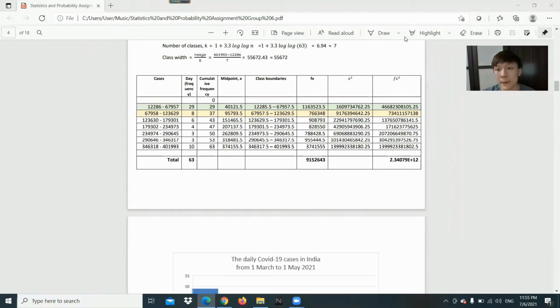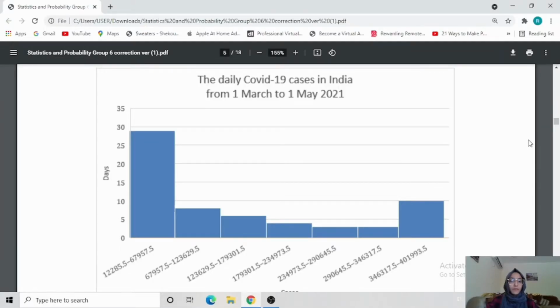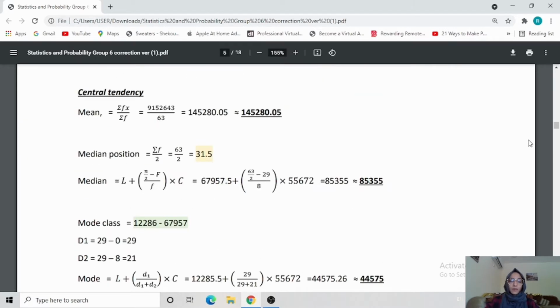Hello, I'm Rahma Hussein Mohammed Abdel Daim from section 27 in group 6, and my part is to explain the central tendency and dispersion in India. First of all, I would like to explain the graph, which, as you can see, illustrates the number of days taken to hit a certain number of cases for each range of cases, and each bar has a class width of 55,672 cases.